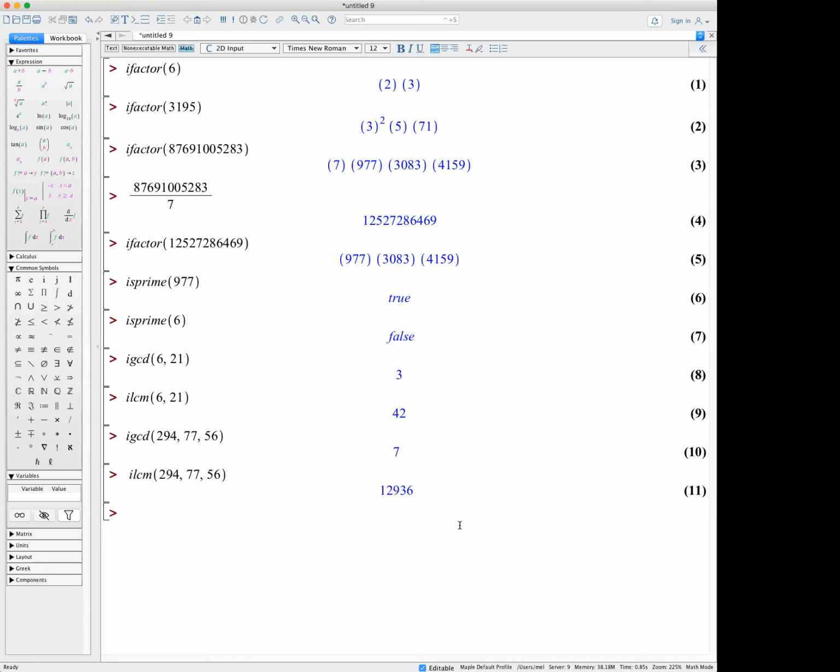Let's see. Someone gave this to me in its factored form. Suppose I factor this. ifactor, and then in Maple, the percent sign means the last thing we calculated. So this will factor this number. Exactly what someone told me: 2 cubed, 3, 7 squared, 11. Maple's pretty good for number theory.